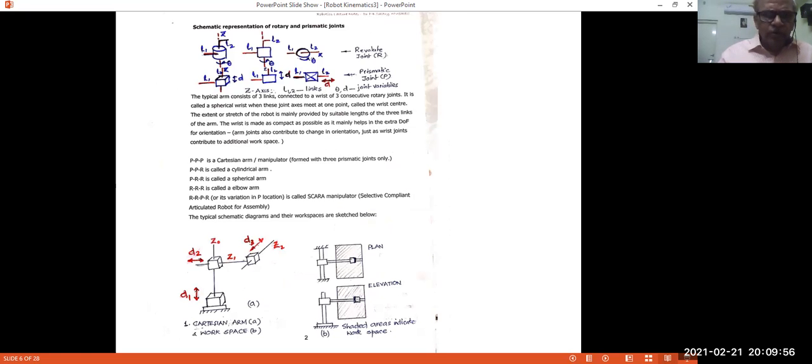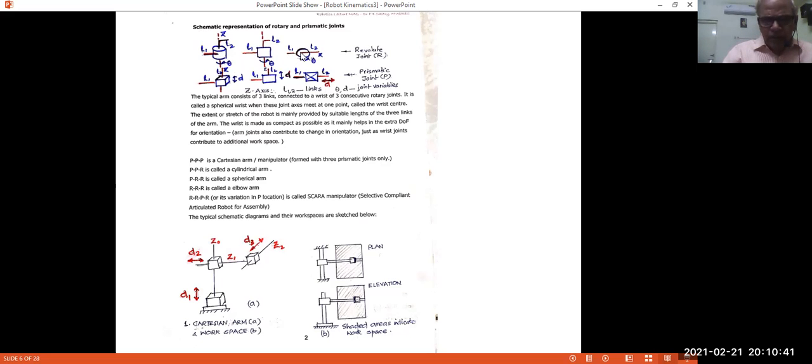Now we may have to draw a few schematic diagrams before we go to further kinematic analysis. So in that, we'll have to draw the various joints, and we'll have to know something about the workspaces also. The commonly employed schematic representation for a rotary joint is this. You have joint, and links L1 and L2. There is an axis about which this rotation theta happens, and so this is one schematic representation.